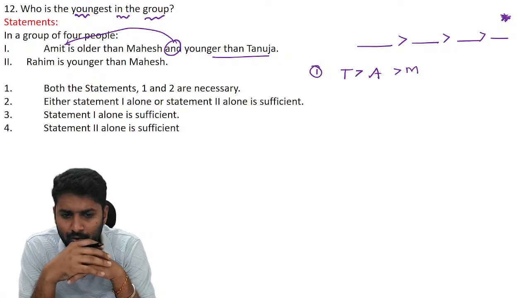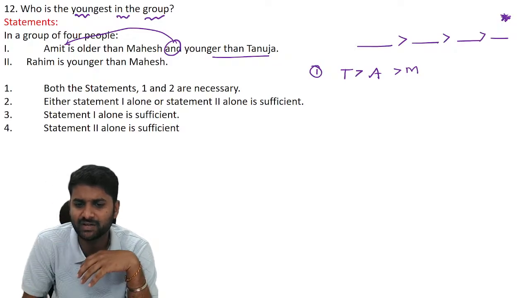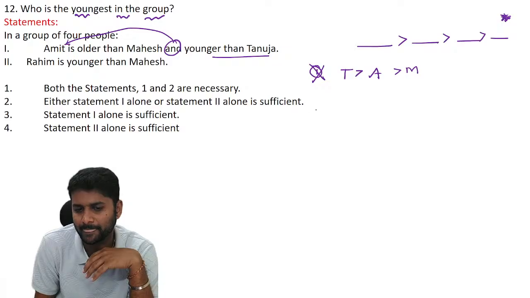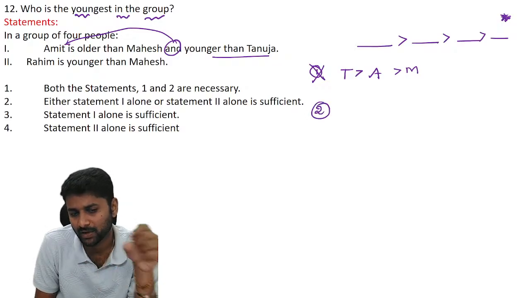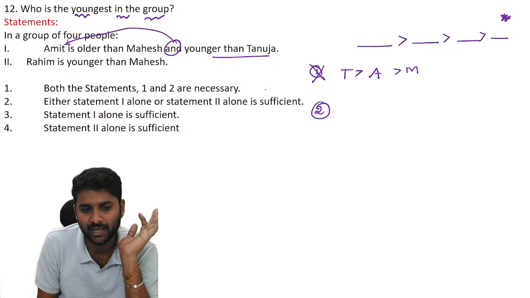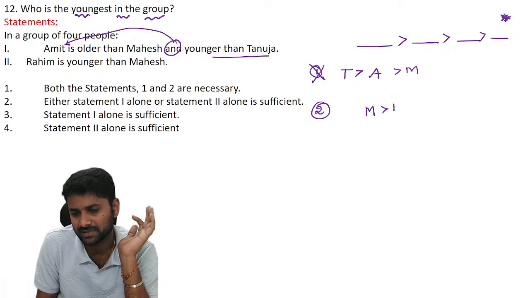So we cannot conclude that Mahesh is the youngest one in the group. That's why this is invalid. In statement number 2, we are taking only statement 2 alone. Rahim is younger than Mahesh.